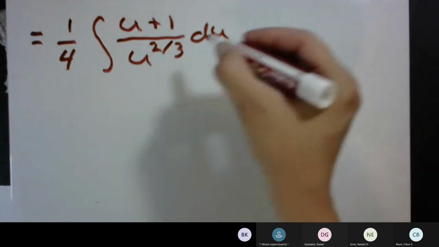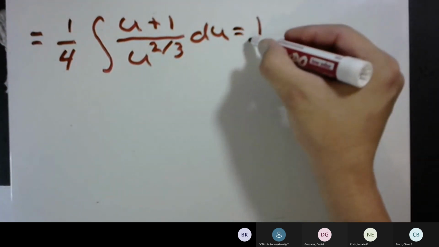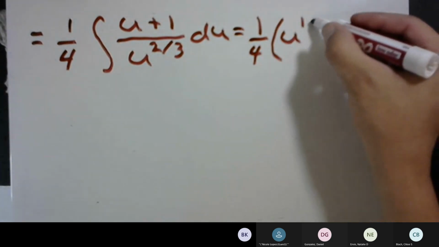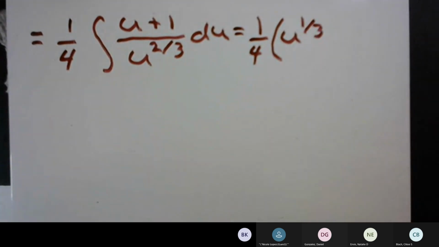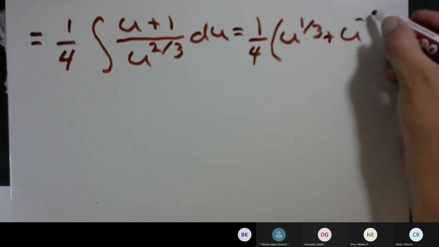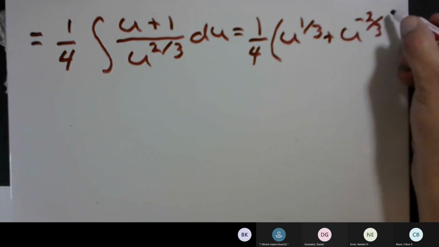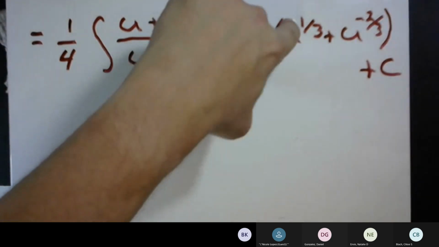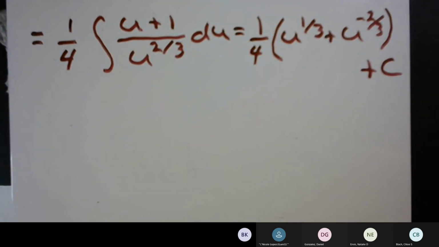So we have this, but this will become 1/4 u to the positive 1/3. That's what we want. Plus u to the negative 2/3 plus c. There we go. Sorry about that. I had a minus sign there in my notes. Let me cross that out. There we go.